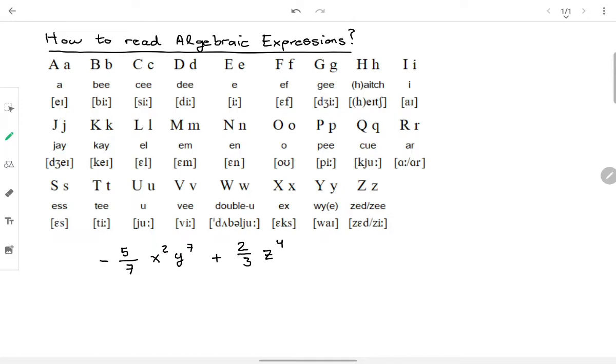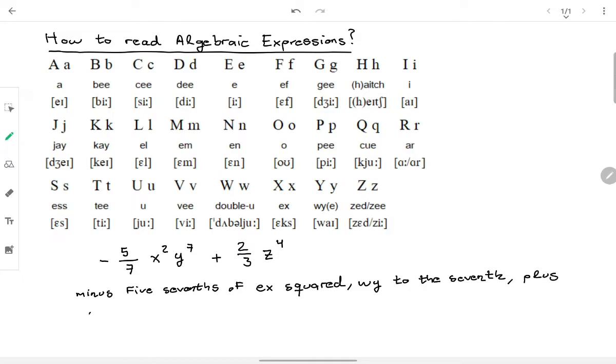In this case, we have 2 terms, but it's also very simple. We will start with the first one on the left, so it will be minus 5/7 of x squared, comma, y to the 7th, comma, plus 2/3 c to the 4th. And that will be it. That is how we can read this.